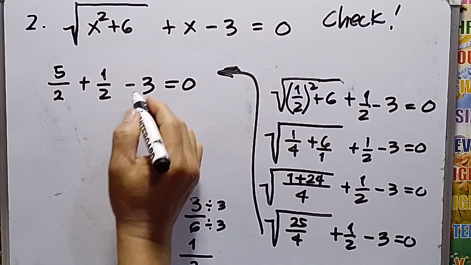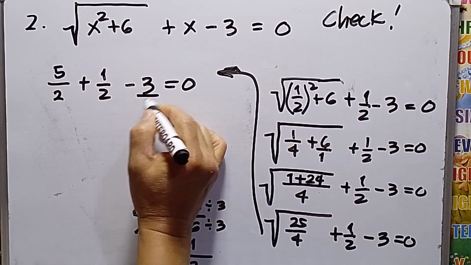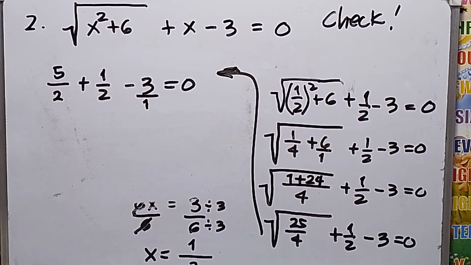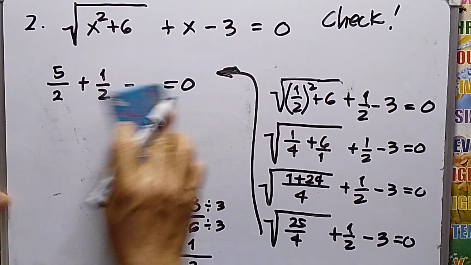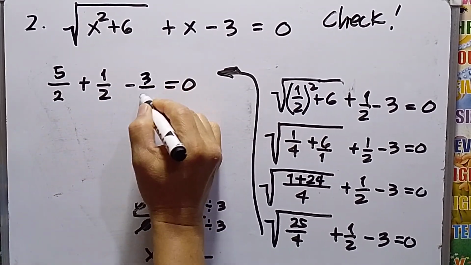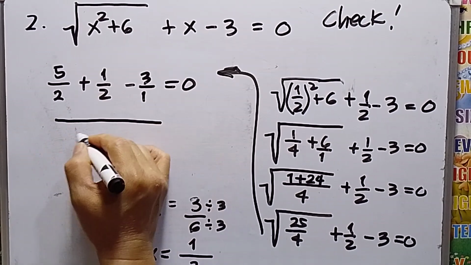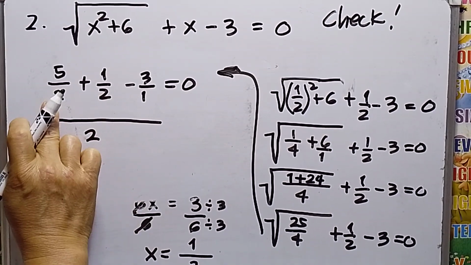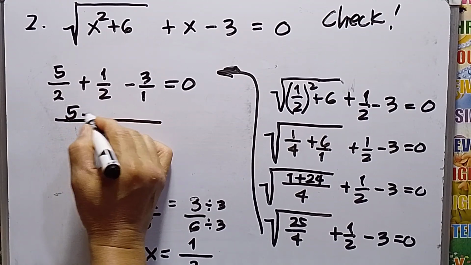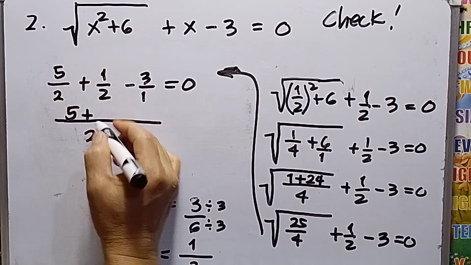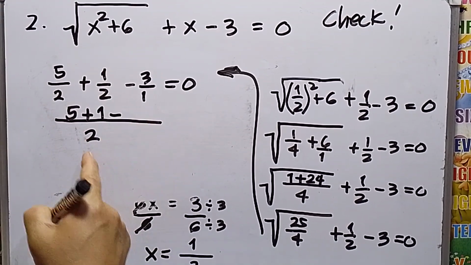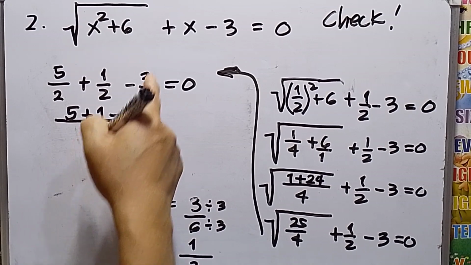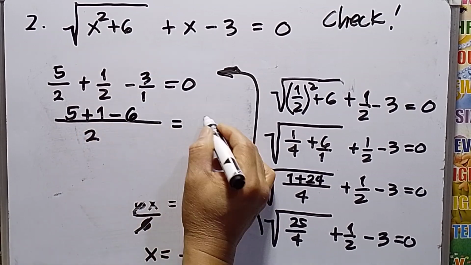Since I don't have a denominator for 3, I will put 1 as my denominator. This will be 3 over 1. So LCD is 2. 2 divided by 2 is 1, times 5 is 5. Plus 2 divided by 2 is 1, times 1. Then 2 divided by 1 is 2, times 3, 6.